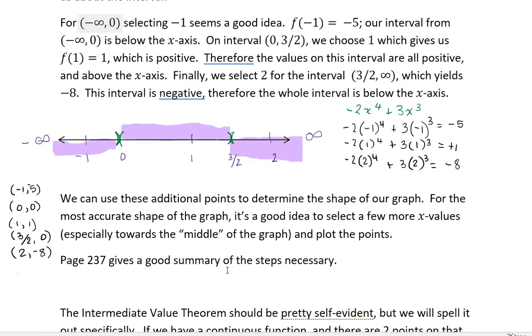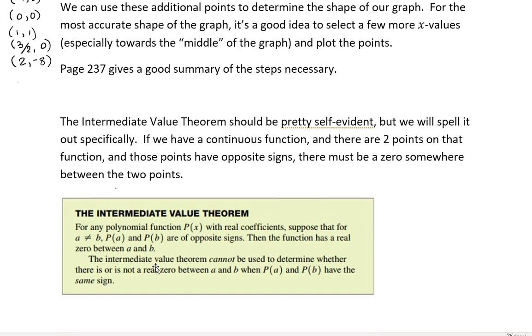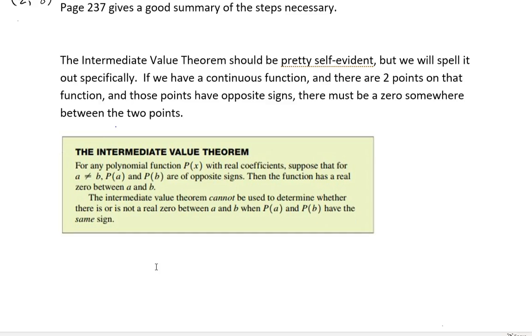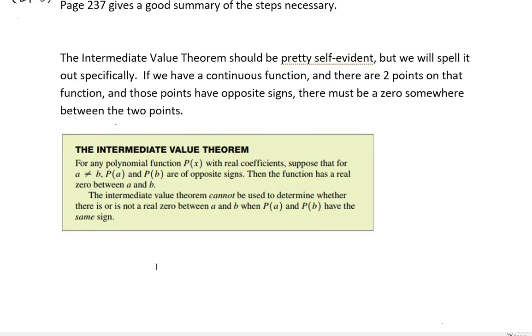So the additional points, you can use those. Page 237, if you are interested, you can go back and take a look at the steps on this, assuming that this did not cover it enough for you. It gives you the same information, a good summary of the steps. All right, so we've got what's called the intermediate value theorem, and actually I'm going to wind this up, and we'll pick up with the intermediate value theorem on part 3. Okay?